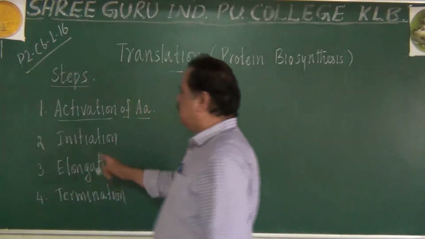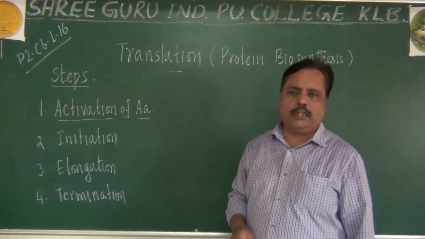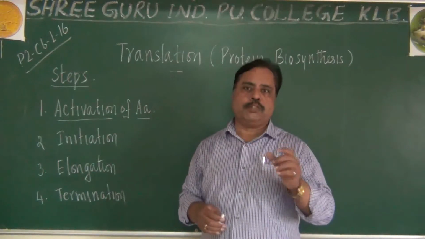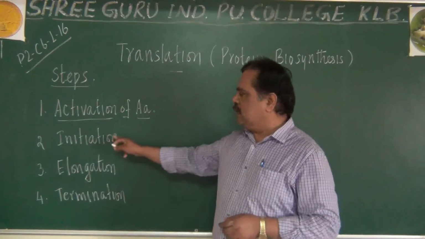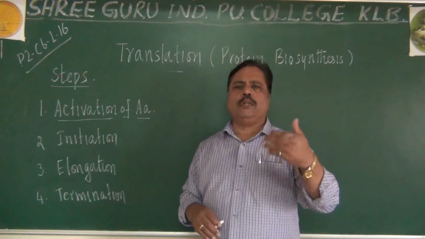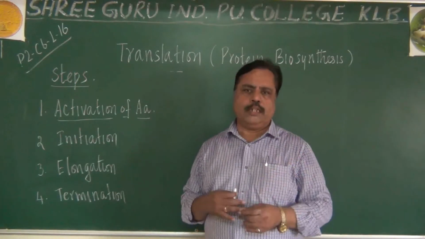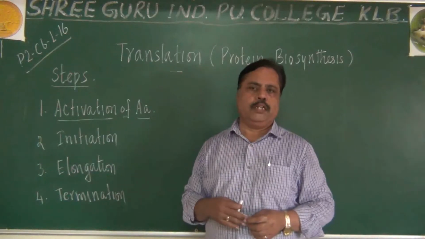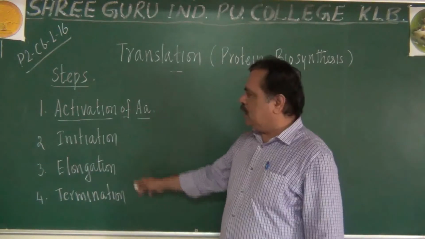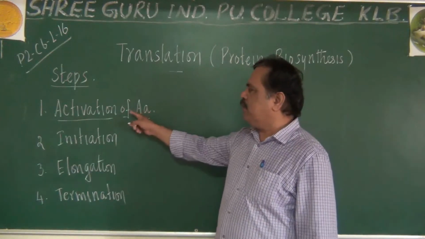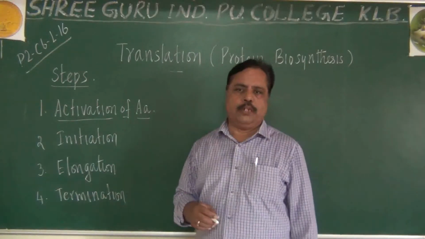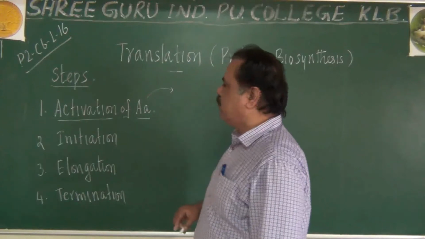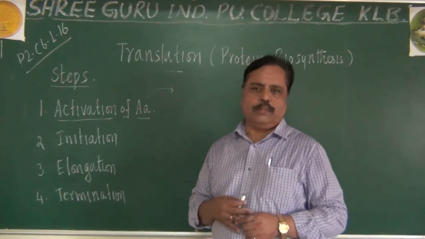Even these steps, initiation, elongation, termination, you have heard of in transcription also. There, instead of initiation, we used the term promotion, or promoter. Then the structural gene was there, then the terminator gene was there. Here also, during protein synthesis, we need 4 steps. Let me explain the process of activation of amino acid.